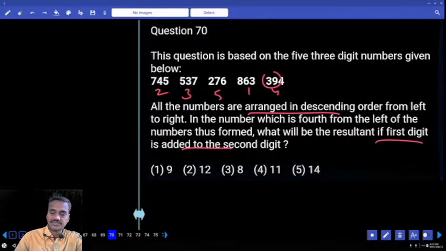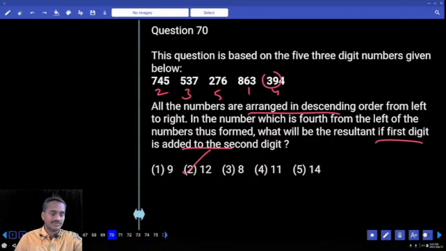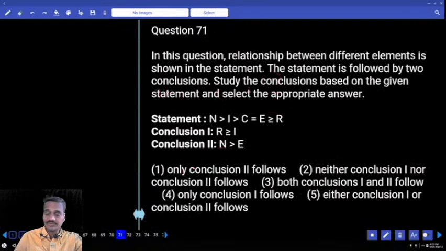Now here the first and the second are added. 3 plus 9 is how much? 12, that is choice 2, 70. Then 71 onwards, they are based on inequalities.